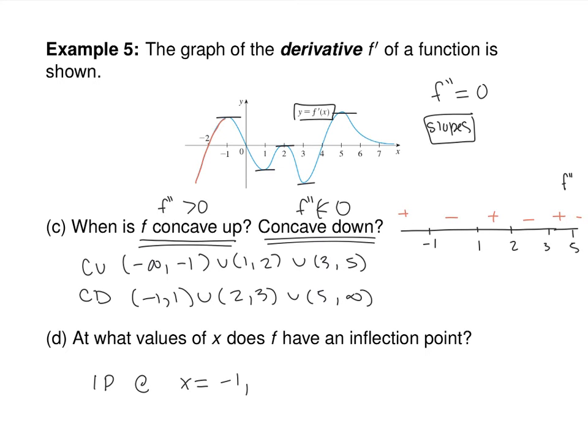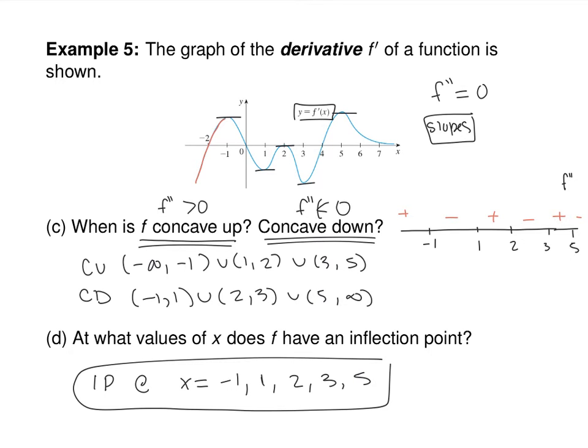So 1, 2, 3, and 5. Yep. You would only not have an inflection point if in that sign chart on f prime, there wasn't a sign change, but there's always flip-flopping, so it's at every point.